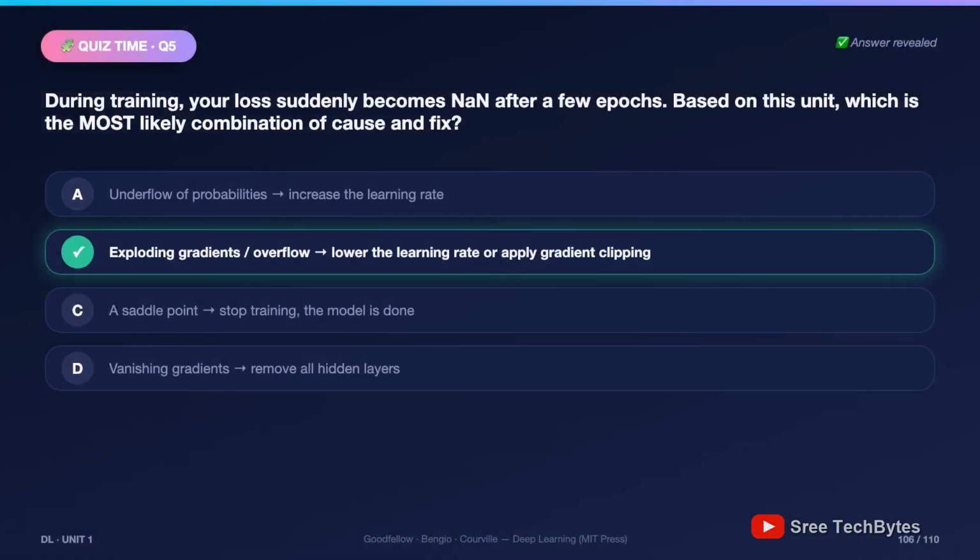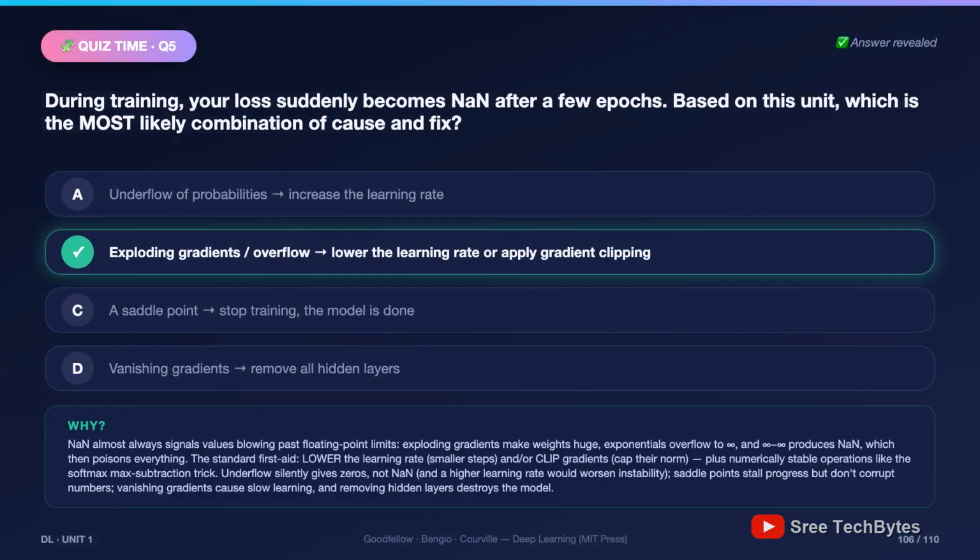The diagnosis: B, exploding gradients causing overflow, treated by lowering the learning rate or clipping gradients. Here's the pathology. Exploding gradients make weights enormous, exponentials of enormous numbers overflow to infinity. Infinity minus infinity yields NaN, and NaN poisons everything it touches. The standard first aid: smaller steps, a lower learning rate, or capping the gradient's size with clipping, plus the stable softmax trick running as a vaccine.